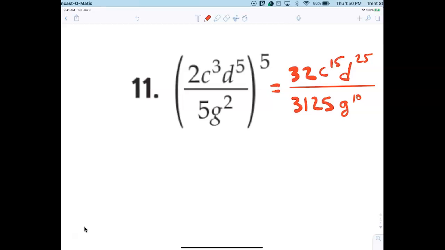Thomas, you still good back there? Yeah. All right. Let's go. Let's find 13.